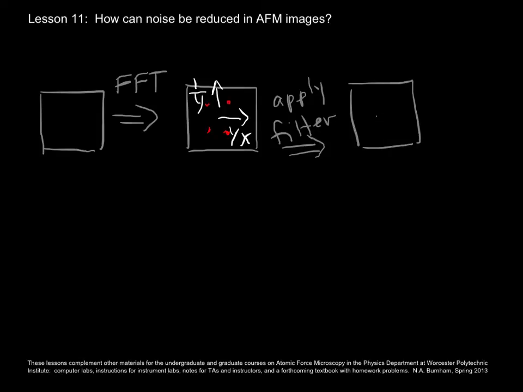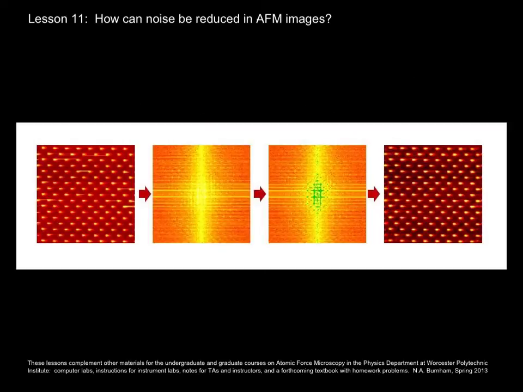You get a modified Fourier transform, and then you do the inverse Fourier transform to get your processed image. It looks like this. Here, on the left, is our starting image. And you see there are some streaks in it. This is a delta function grating that you can use to calibrate your tip, check your calibration of your scanner, etc.